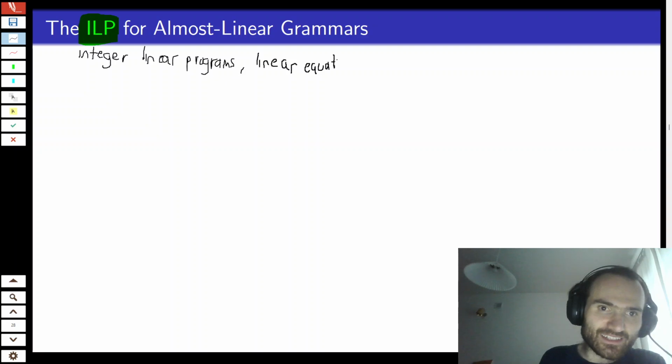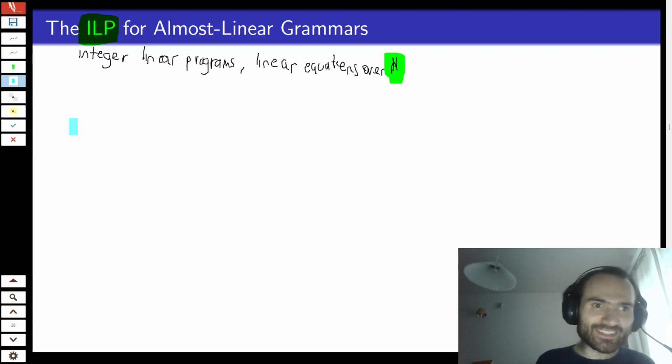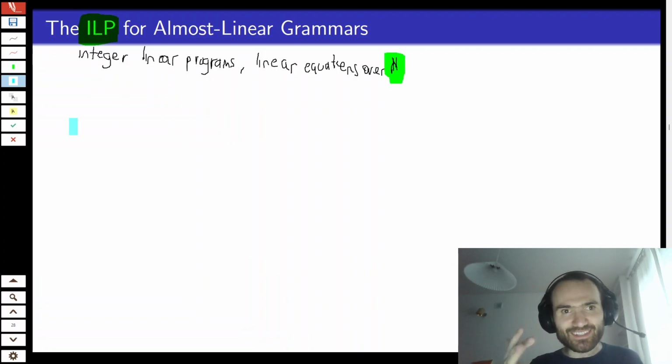Like, it's literally just linear equations over N. Over N is important. This is actually where the difficulty of linear programming lies. If you have linear equations over Z or Q, that's in P, but linear equations over N are difficult. Okay.